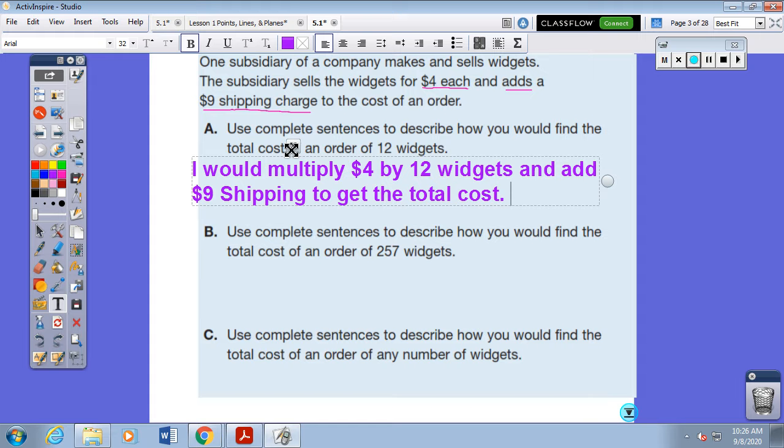So one thing we talked about in class is that the $9 shipping charge is going to be one flat fee. So you don't pay $9 for every widget you buy. You pay a one-time fee of $9. Use complete sentences to describe how you would find the total cost of 257 widgets. Well, I would do the same thing.